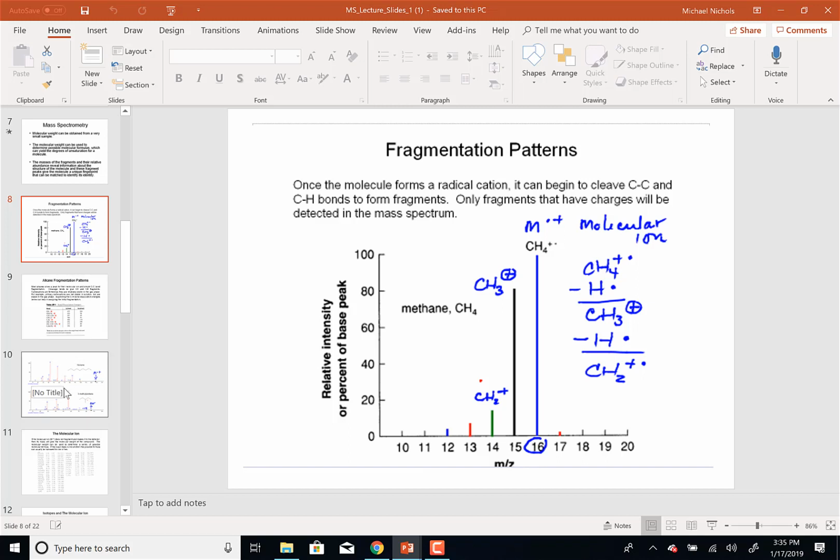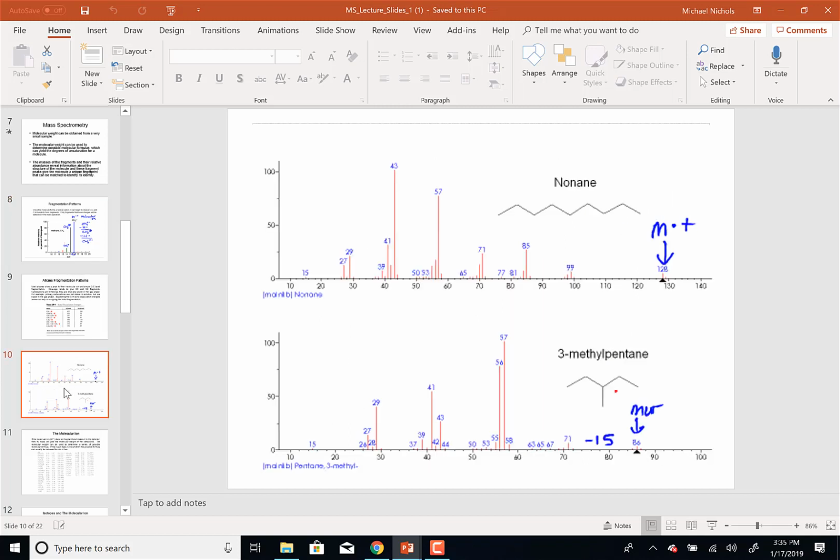So if we looked, for instance, skipping 2 slides ahead, if we look at nonane and we look at pentane, again, we see lots of fragments. The peak at the end of 128 and 86, that's the molecular weight of the 3-methylpentane and the nonane, 128 versus 86. And what we'll see next week is that as the molecule begins to fragment, we lose groups. And by fragment, what I mean is I'm just going to cleave a carbon-carbon bond.